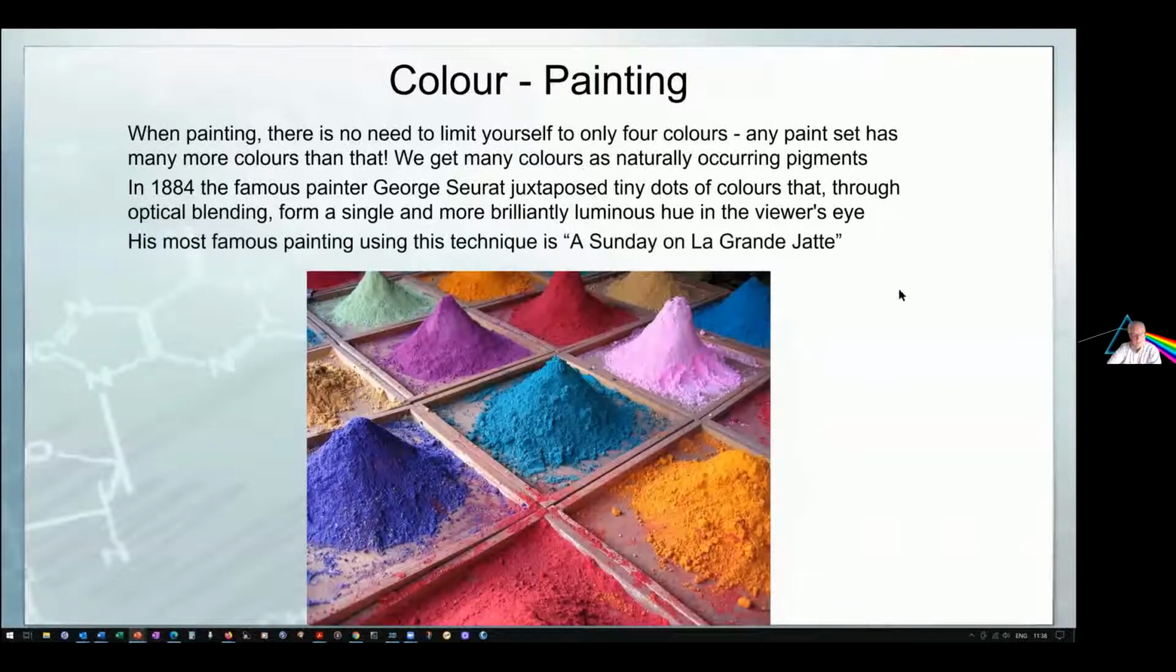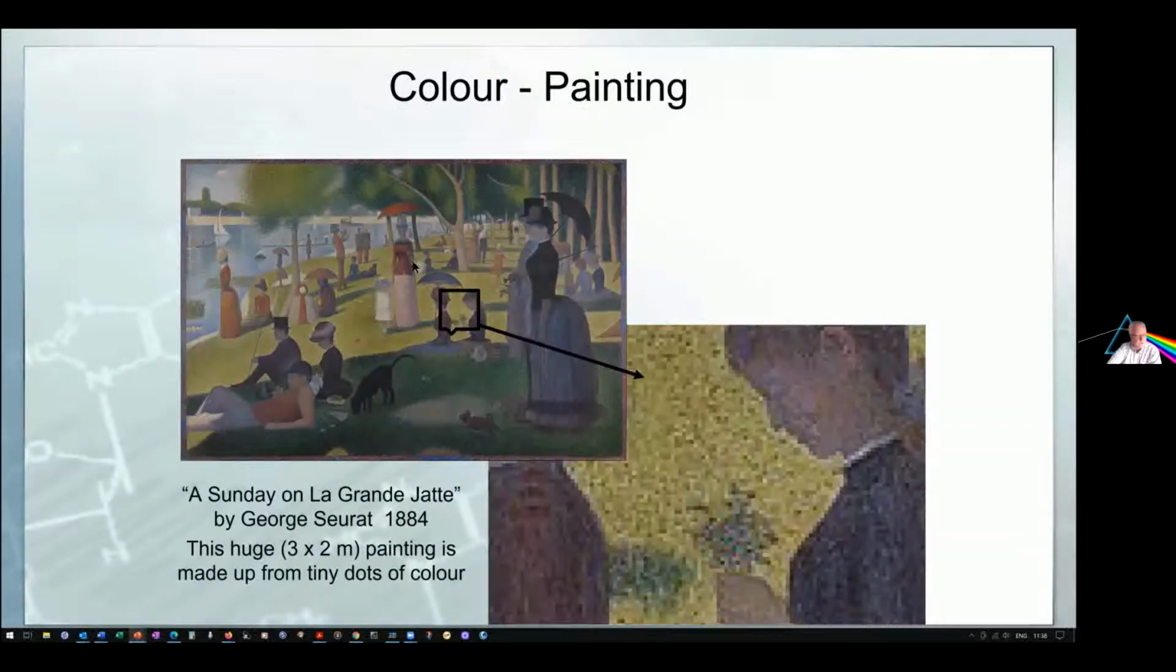So this picture here is called Sunday on Le Grand Jatte. And what he did was, it was a huge canvas, 3 meters by 2 meters. And when you look at it, you blow this section up here, you see it's just made up of coloured dots, little coloured squares. But viewed from a distance, we see an even distribution of colour.